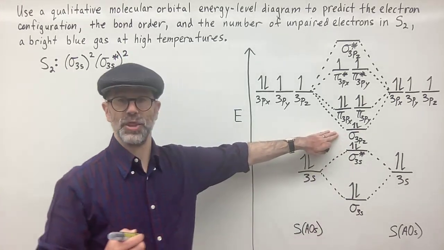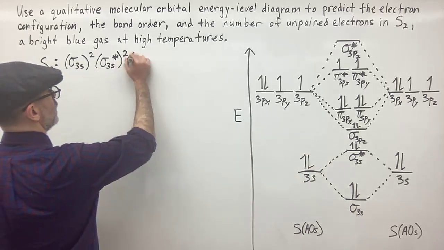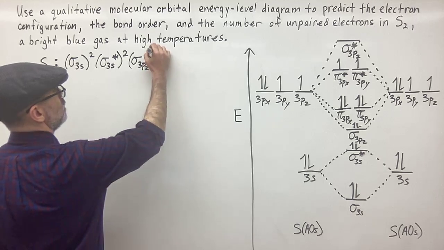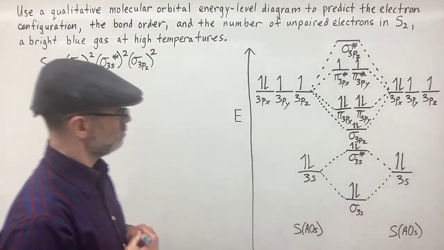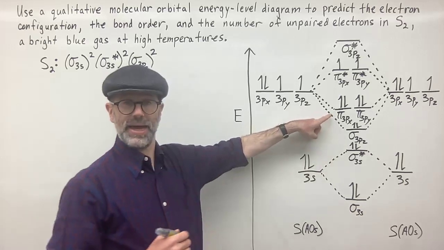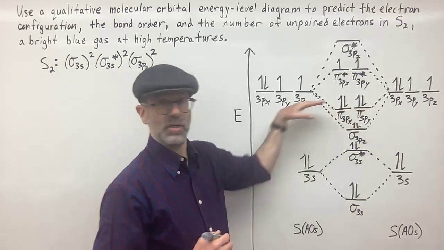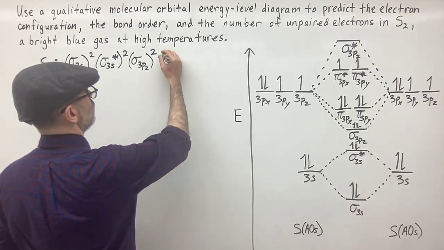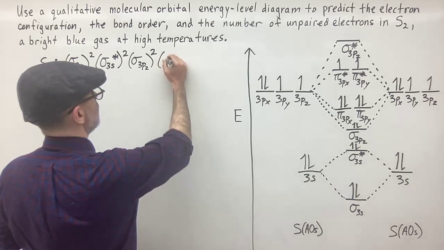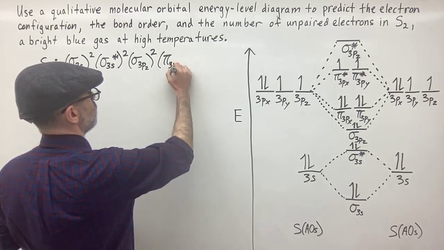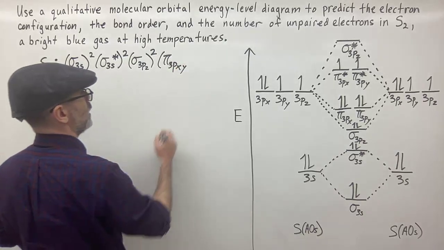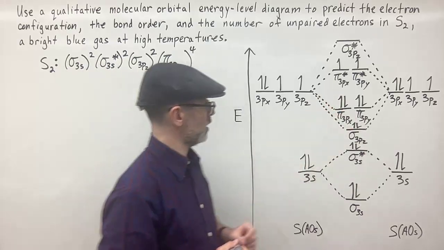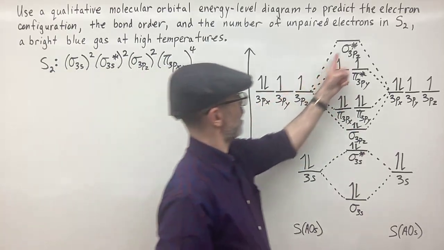Next, we have the sigma 3pz bonding orbital, that has 2 electrons in it. And then next we have the px and the py. They're the same energy, same level. So we're going to put those electrons together just like we would with the p sublevel. So we're just going to write this as pi 3p x and y. And that's going to have a total of 4 electrons because we got 2 there and 2 there. And finally, we have 2 up here.